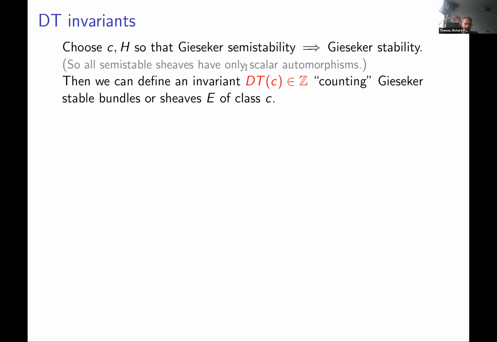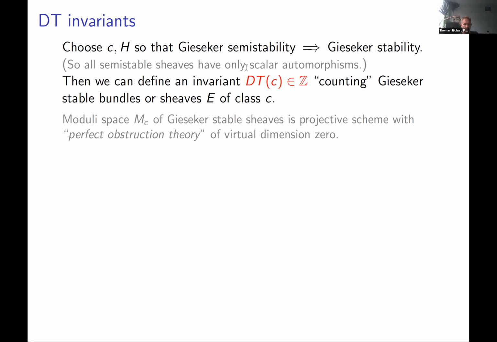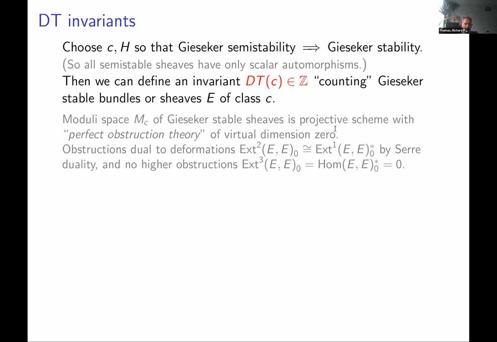Then you can define an invariant counting stable sheaves in this fixed class. And roughly speaking, here are some details for the virtual cyclists amongst you, but you don't really need these details, and they're not really the subject of this talk. The moduli space is a projective scheme with something called a perfect obstruction theory, of virtual dimension zero. What that means in practice is that deformations of a sheaf are governed by Ext^1(E,E), or maybe its trace-free part. If you've got bundles, this is just H^1 of the endomorphisms of E. And obstructions are then given by the Ext^2 group. On a Calabi-Yau threefold, these two groups are dual to each other by Serre duality. And there are no higher obstructions. For instance, Ext^3 trace-free is dual to Hom, and this vanishes by the stability condition, because E is stable, so all its automorphisms are just scalars.